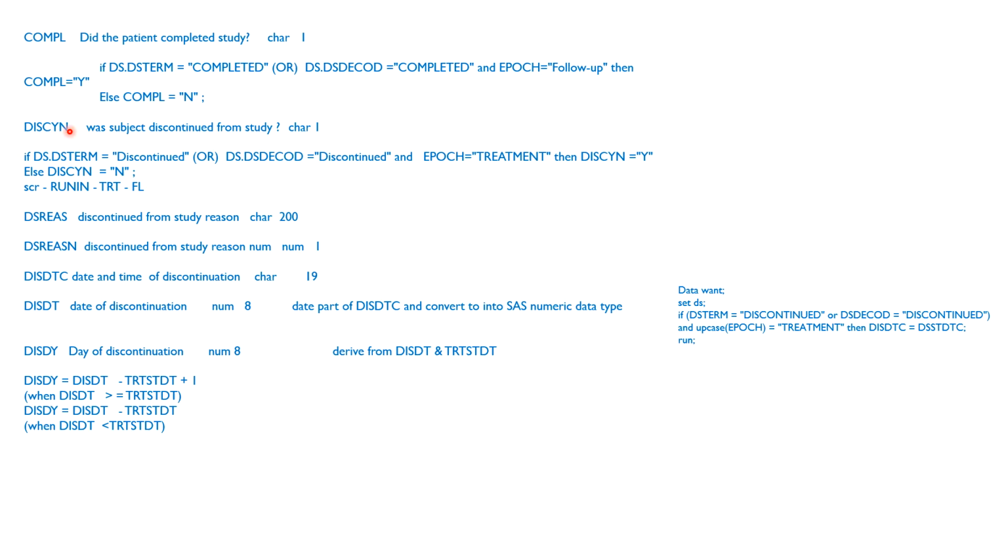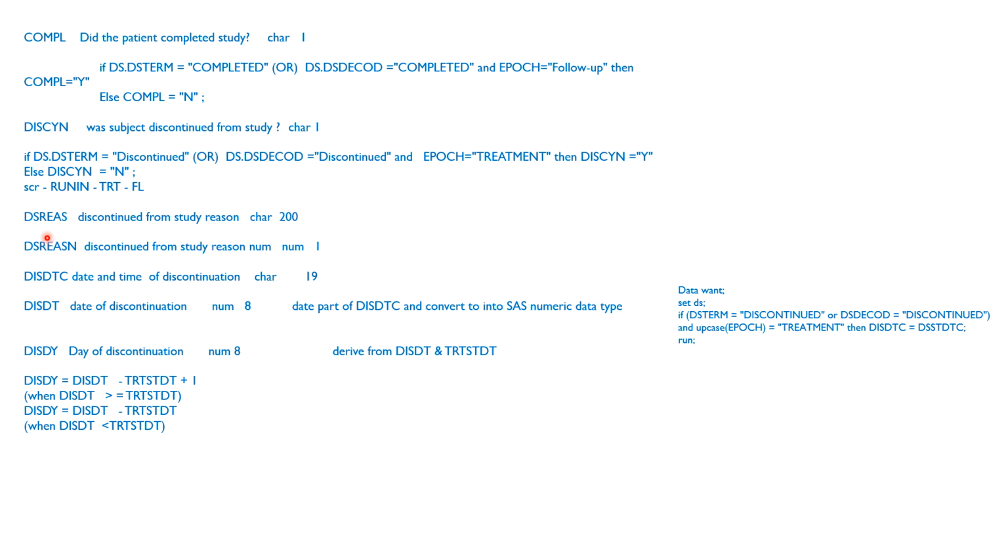Okay. So here one more new variable we can see, DISUIN. Was the subject discontinued from the study? Yes or no value only we need to capture. How are we going to capture it? If DS term equal to discontinued and DS decode equal to discontinued and epoch equal to treatment, then discontinued is equal to Y, or else N. Okay.